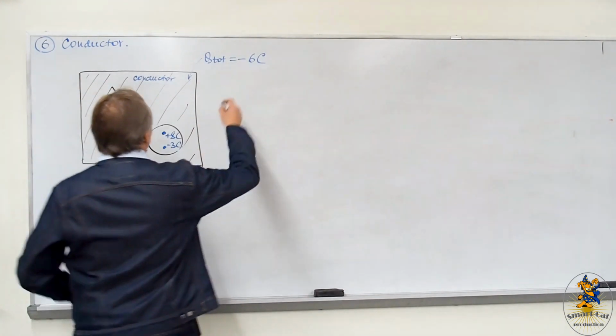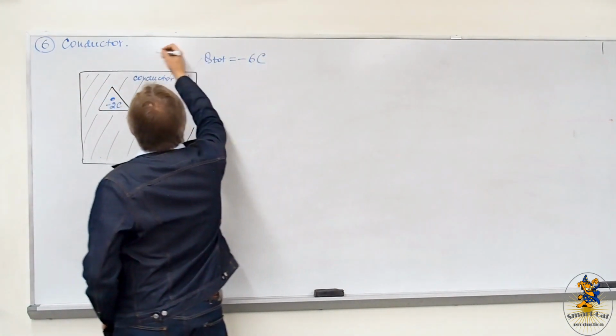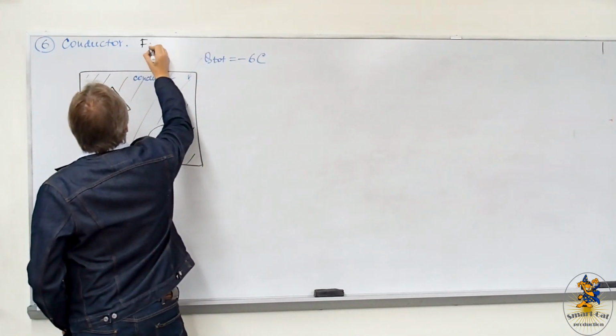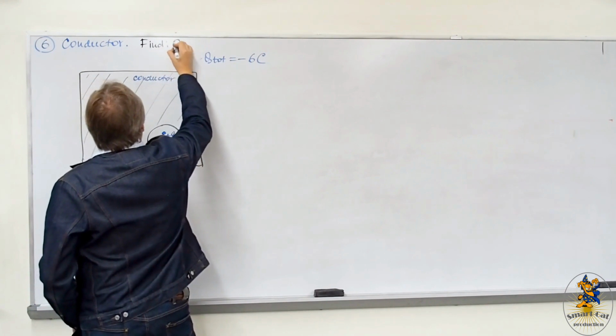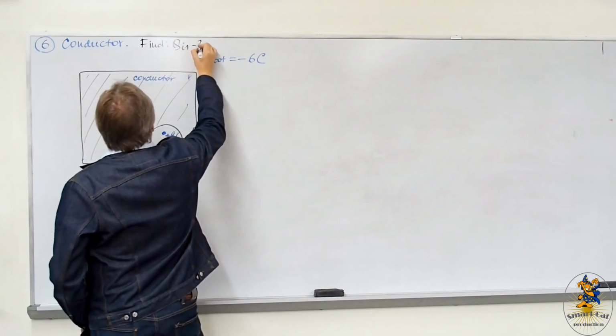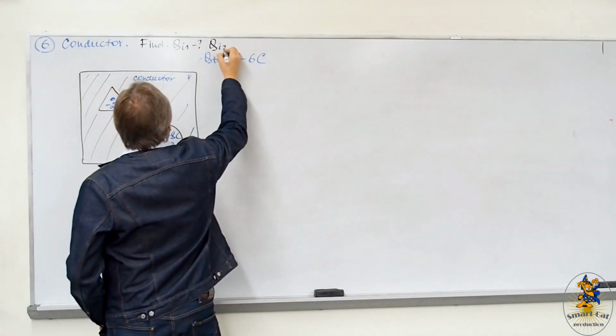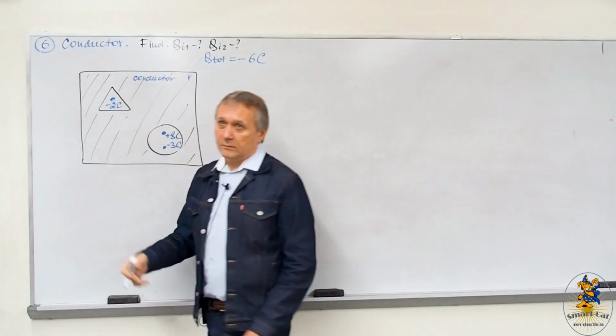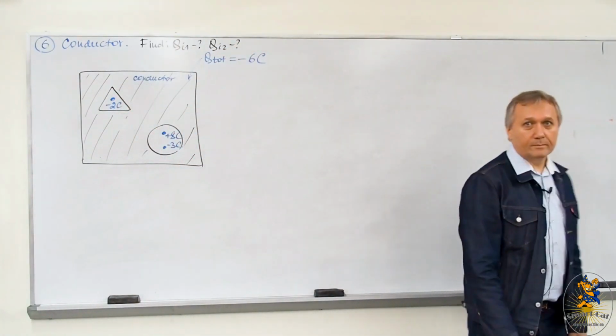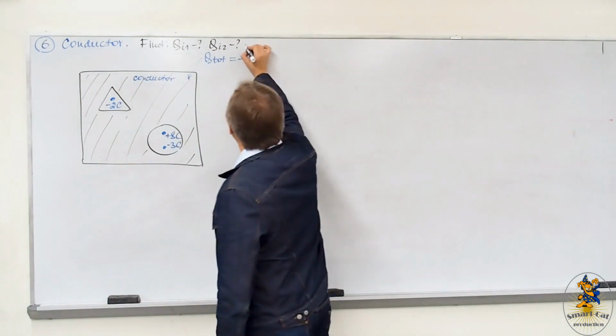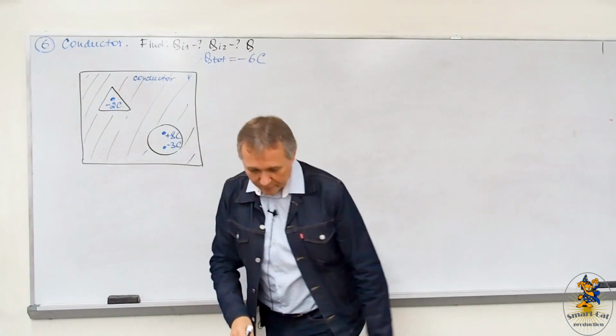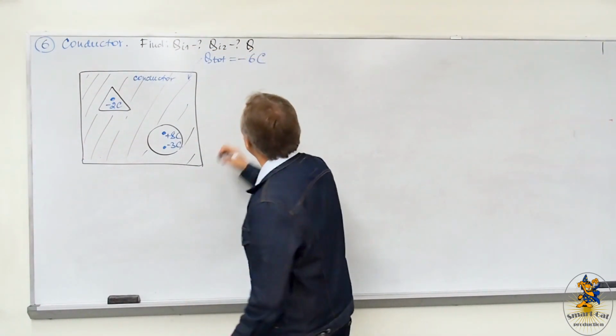So let me write. We need to find QI1, QI2, I stands for inner, and Q out. Which way do I label it? I don't remember. Just out.